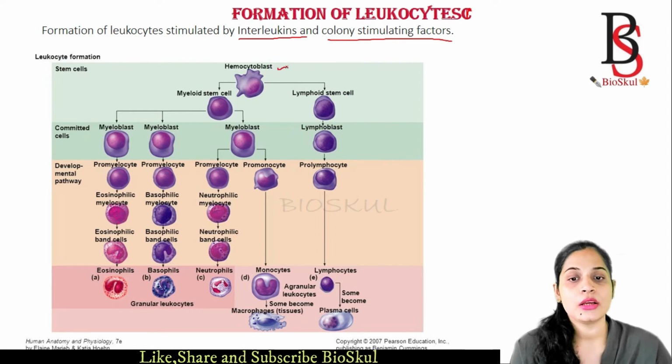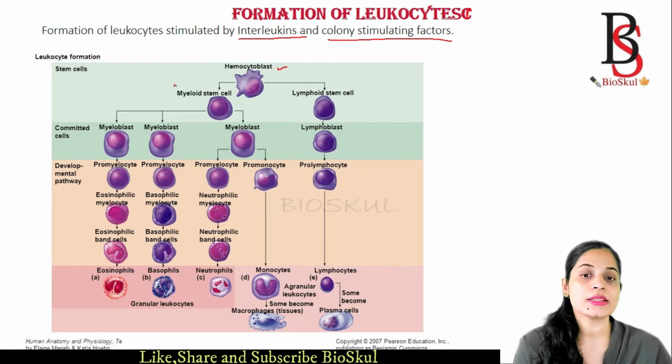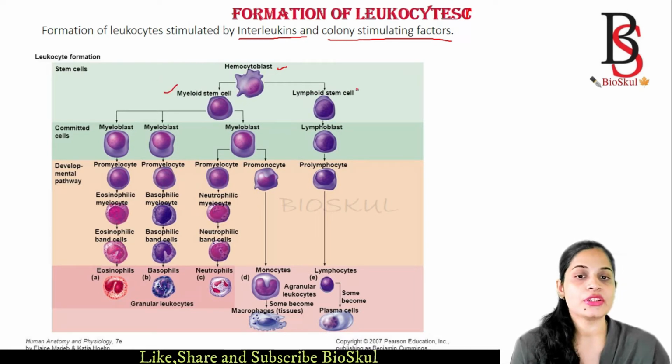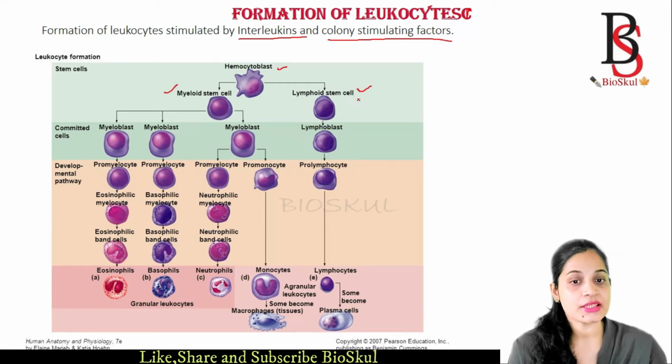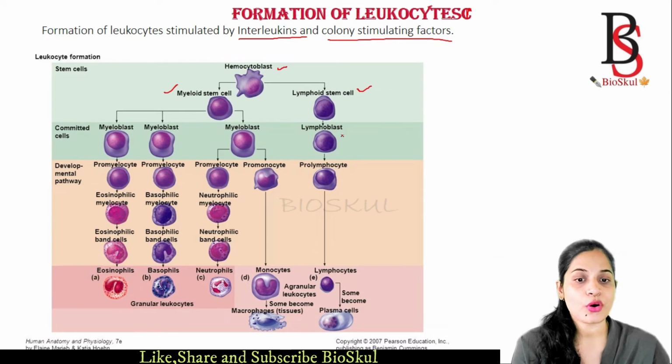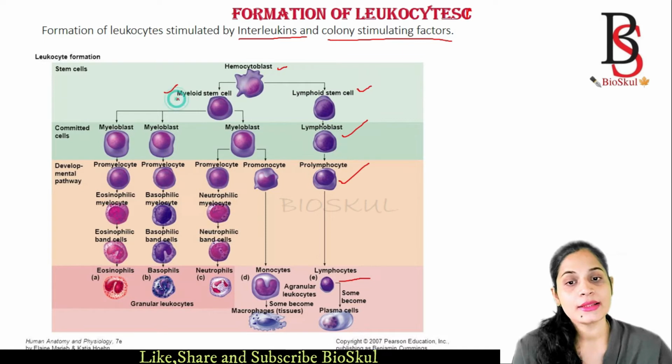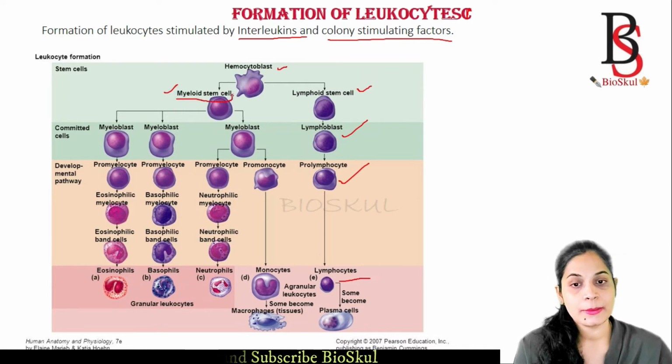So first, the hemocytoblast or the hemopoietic stem cell, which is a pluripotent stem cell, differentiates into myeloid stem cell and lymphoid stem cell. The lymphoid stem cell further differentiates into lymphoblast, then it forms the prolymphocytes, and prolymphocytes give rise to the lymphocytes.